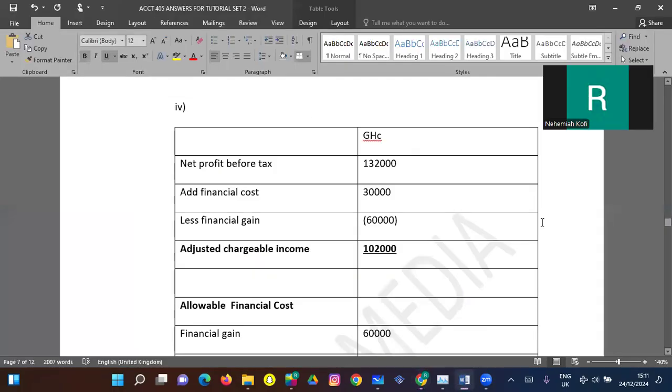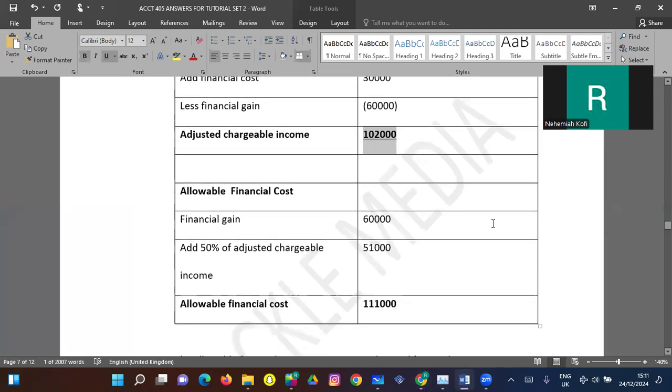So that's it here. We use the same steps, the 130,000, we add back finance costs. Now the new 30,000, then we less finance gain, the new 60,000. Then this is what we arrive at, 102,000, right? So now this is our adjusted chargeable income. So now it will be our finance gain plus 50% of the adjusted chargeable income. So the adjusted chargeable income, 50% of it is 51,000. That's what we are getting. So when we add it, our allowable finance cost is 111,000, right? It's 111,000.